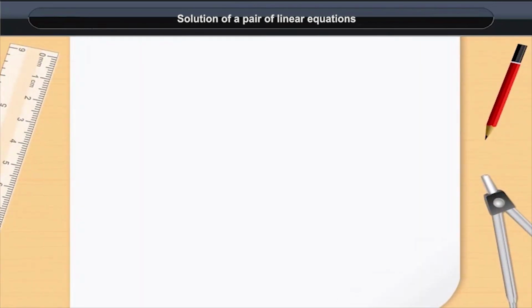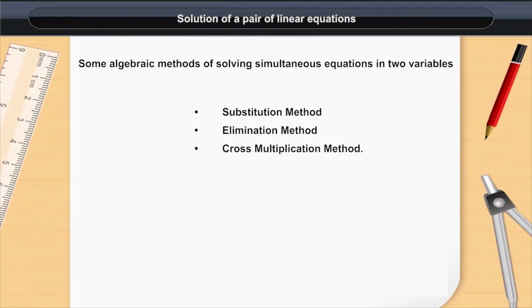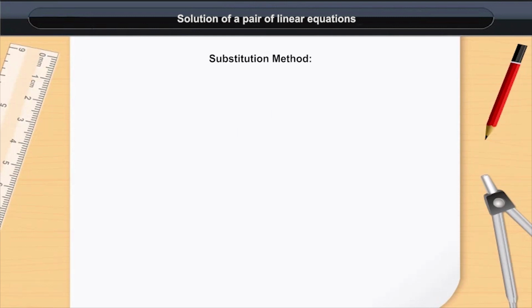Solution of a pair of linear equations. Some algebraic methods of solving simultaneous equations in two variables: substitution method, elimination method, cross multiplication method. Substitution method.